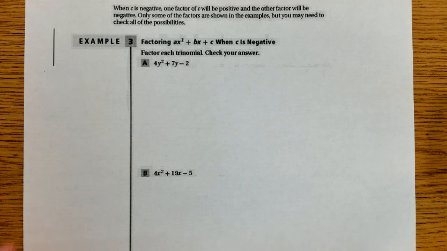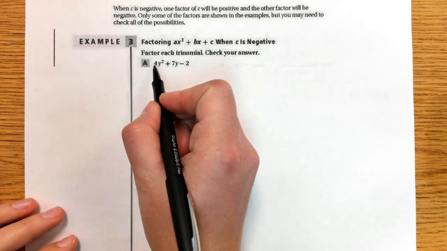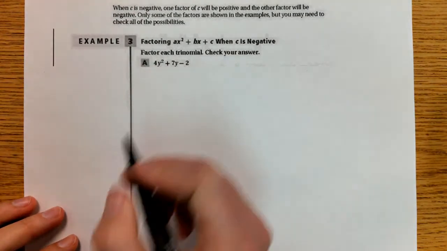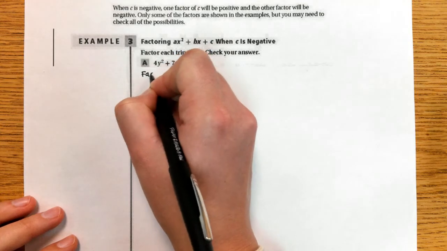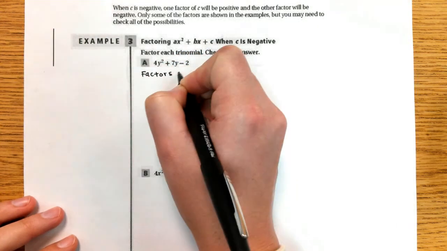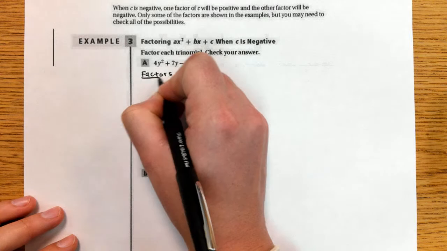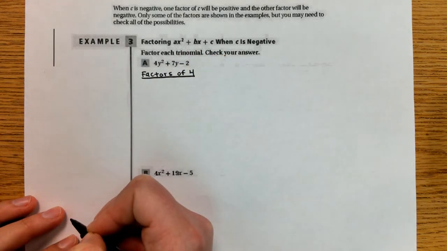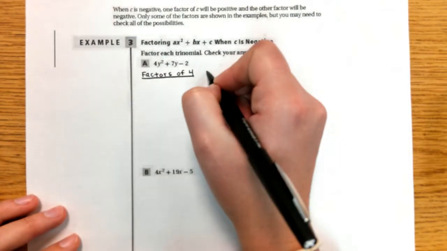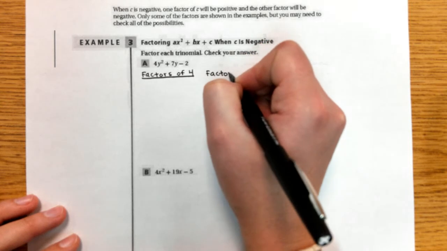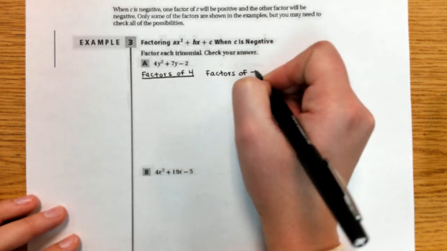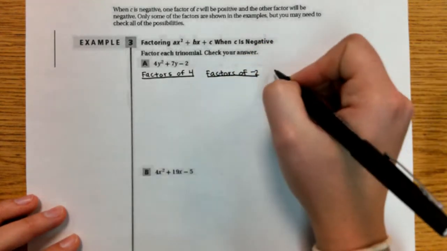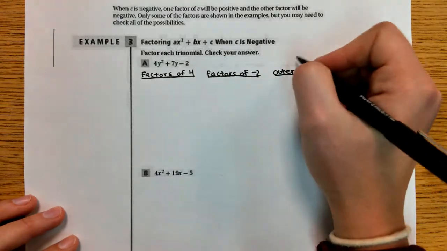So for A, we have 4y squared plus 7y minus 2. So we're going to have factors of 4. And then our C term is negative 2. So we're going to have factors of negative 2. And then we want our outer plus our inner. In this case, our outer plus our inner is going to have to equal 7.